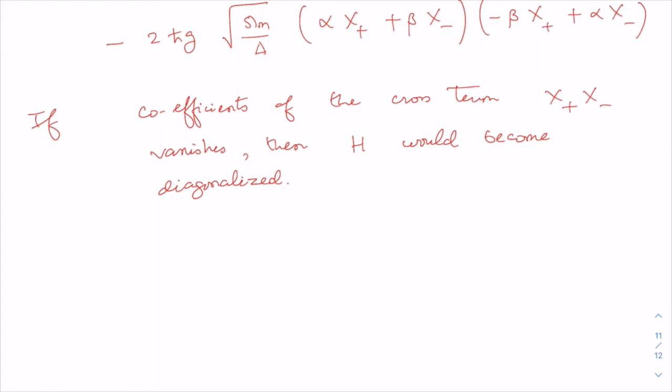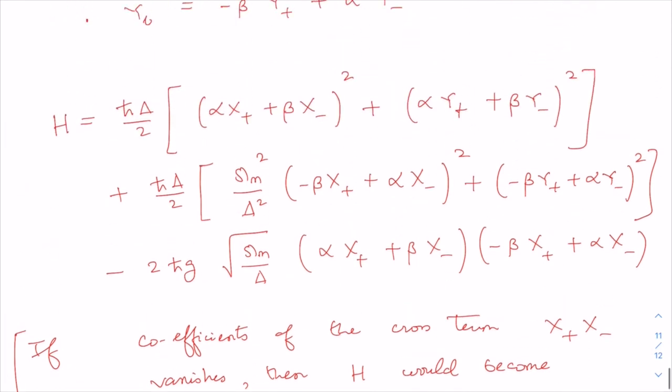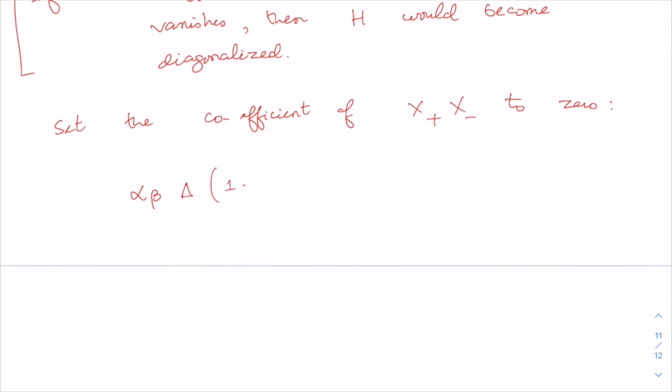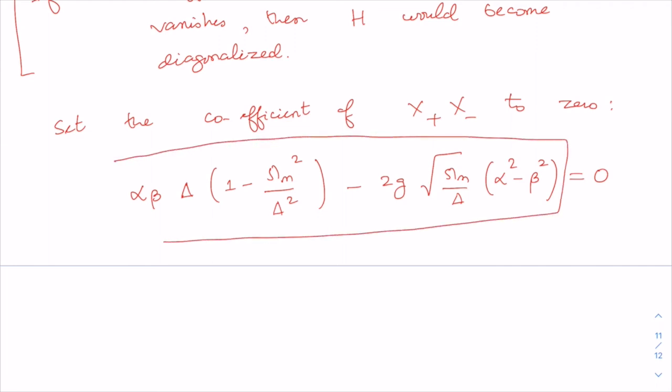So now, because of these conditions, we have to set the coefficient of x plus x minus to 0. This is going to give us a condition because of which the Hamiltonian would become diagonalized. If you open it up, it is very easy to see the condition that you are going to get is this. You will get alpha beta into delta 1 minus omega m square by delta square minus 2z square root of omega m by delta alpha square minus beta square is equal to 0. So this is the coefficient which I am making 0.